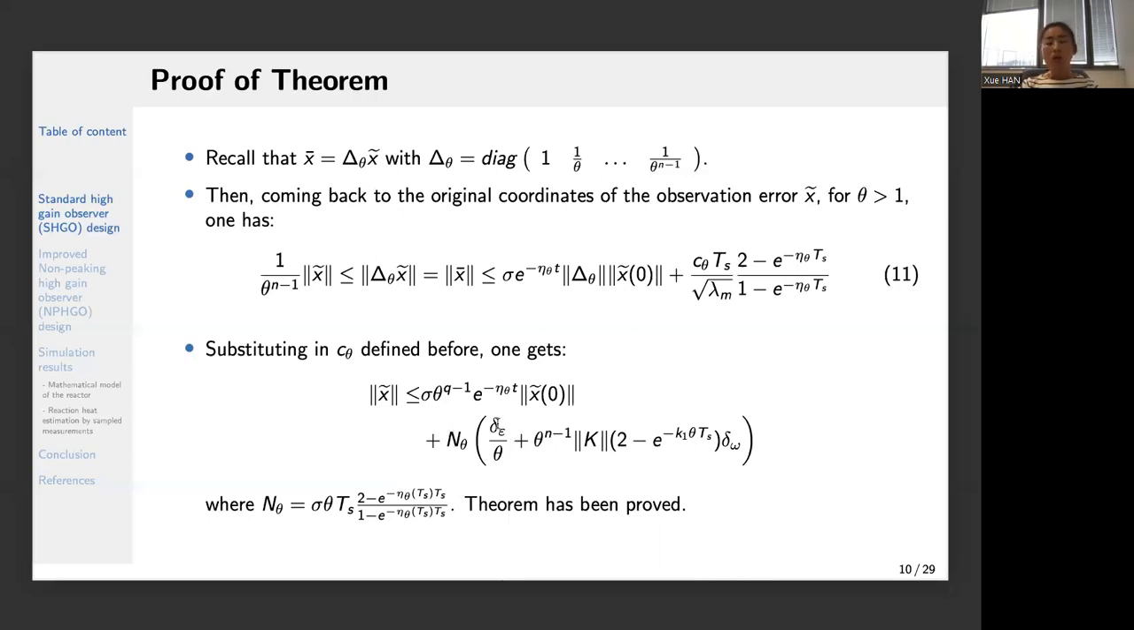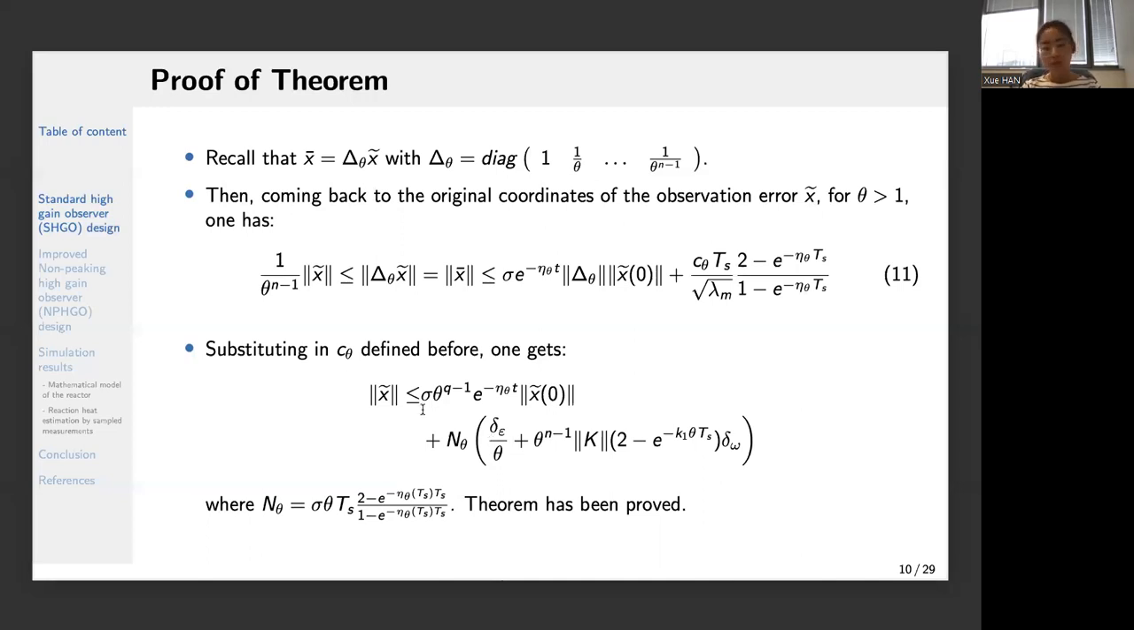So when we don't consider the uncertainties and the measurement noise, the observation error will converge to 0 without doubt. When we consider the uncertainties of the system, we can also make our estimation error very, very small by choosing a very big theta, because when we choose a big theta, this item will converge to 0.